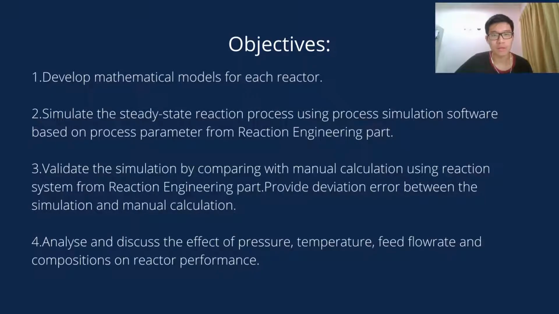Our objectives for the process modeling and simulation part are, first, to develop mathematical models for the reactor. Second, to simulate the steady state reaction process using process simulation software based on process parameters from the reaction engineering part. Third, to validate the simulation by comparing with the manual calculation using the reaction system from the reaction engineering part and provide the deviation between the simulation and manual calculation. And fourth, to analyze and discuss the effect of pressure, temperature, feed flow rate, and composition on the reactor performance.